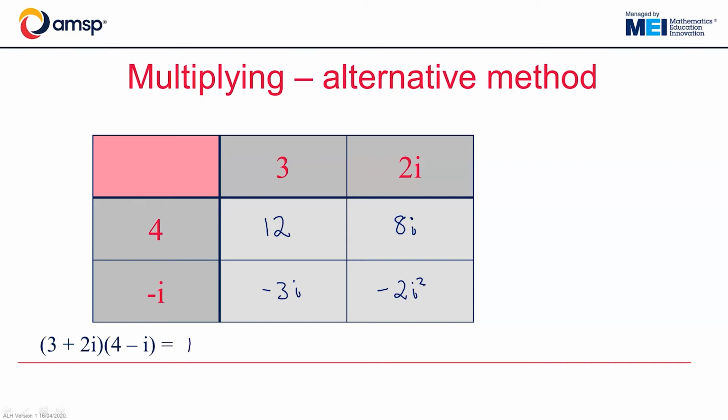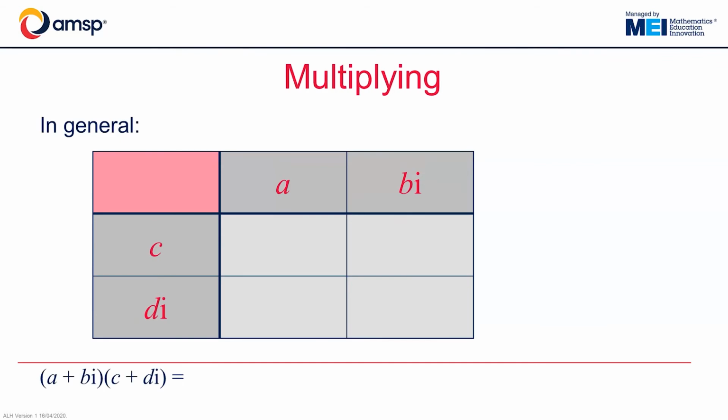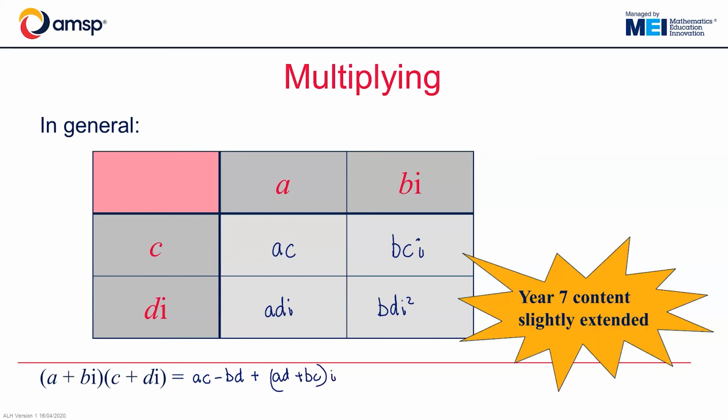And we combine those together as we did before to get 14 plus 5i. And then in general, ac, bci, adi, bdi squared, and collecting real and imaginary parts, ac minus bd plus ad plus bc i. And look, here we are again using Year 7 content, albeit slightly extended by remembering that we can reduce i squared to minus 1.